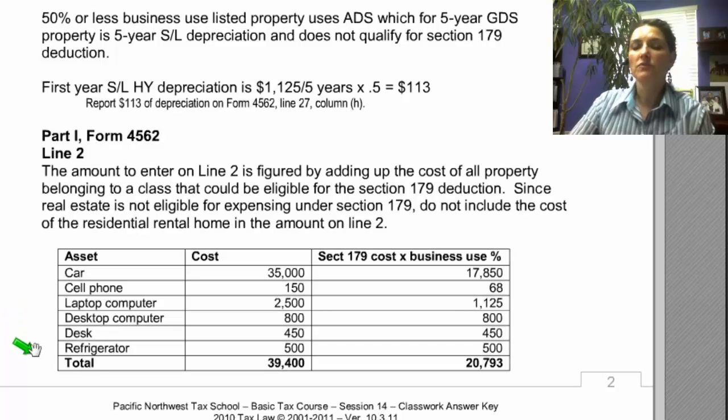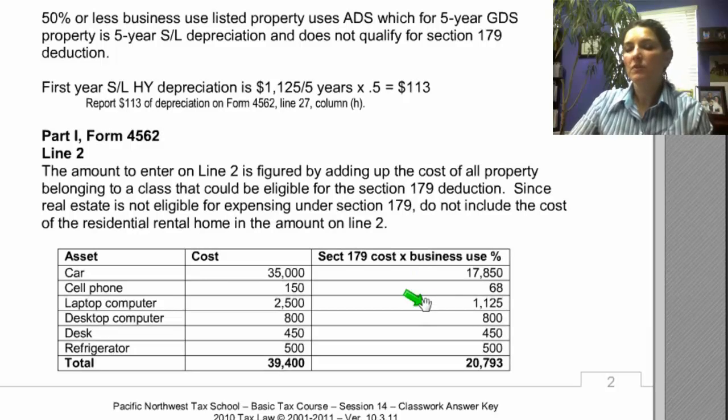Now, ultimately, the refrigerator cannot be Section 179 expensed because it was not used in a business. It was used in a rental. But still, it could possibly be eligible if it were used in the appropriate type of business, so it does get listed here. We then take the Section 179 cost and multiply that out by the business use percentage. And when we do that, the car, 35,000 times 51% gives us 17,850. The cell phone, 150 multiplied by 45% gives us $68.